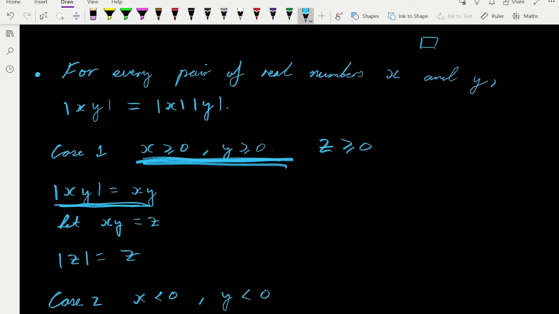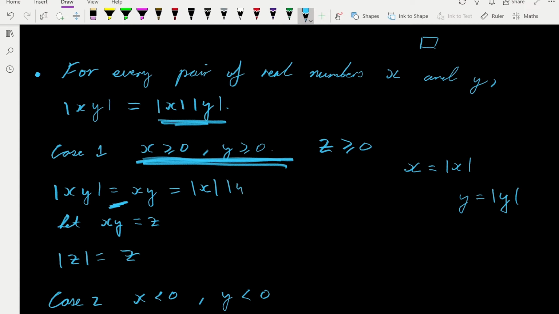if we note from here, because I have to show that it equals this right-hand side. Once we say this part down here, then we know that because x is greater than or equal to 0 and y is greater than or equal to 0, x equals this, and y equals this over here. So we can make that substitution and just say, since x equals the absolute value of x, because x is greater than or equal to 0, and similarly for y, x times y just equals the absolute value of x times the absolute value of y. So that's case 1 actually done.